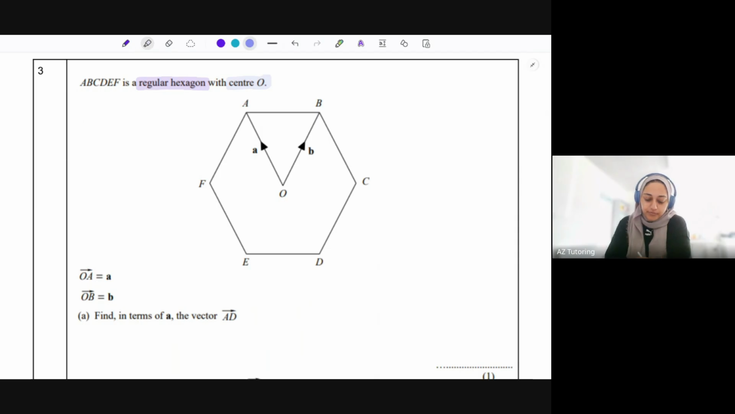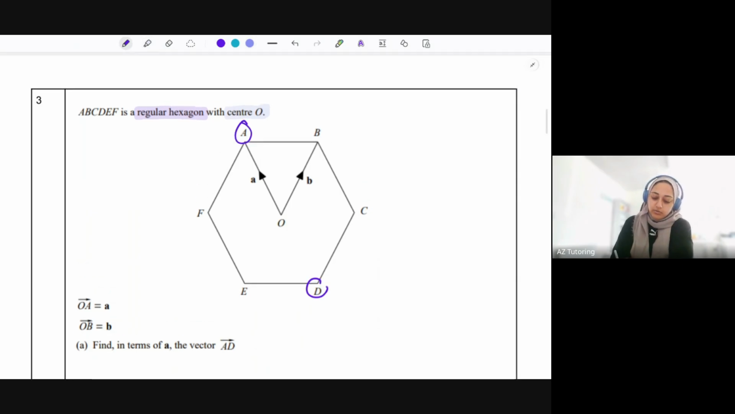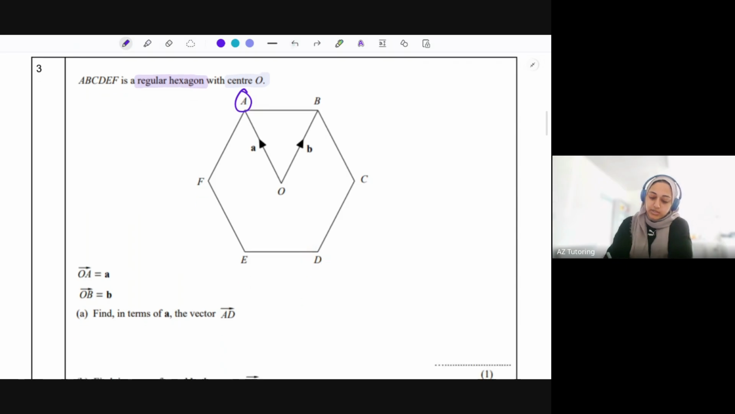They've given us two vectors, OA is A and OB is B, which we can see on the diagram. Find in terms of A, vector AD. So we want to start from A and get to D. So just like we said before, we could potentially draw a line down here, since O is the center. If vector A to O is A, then D to O is also A as well. So I'll just put that here. D to O is also A.